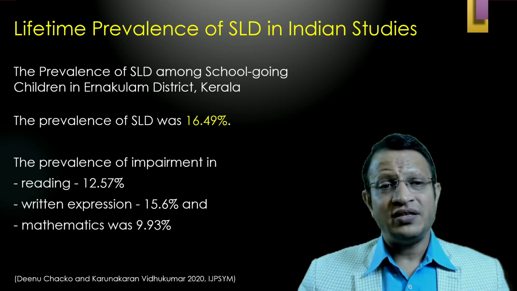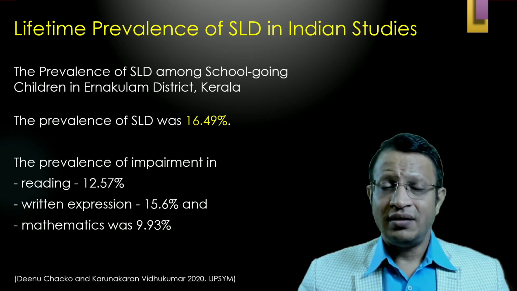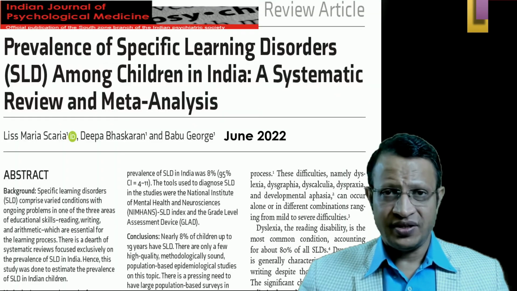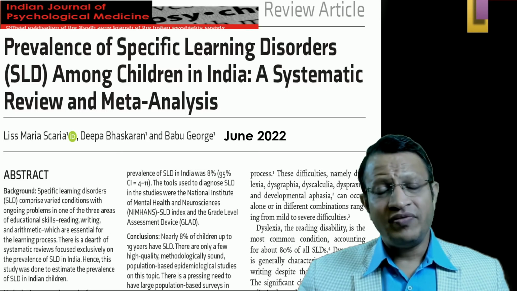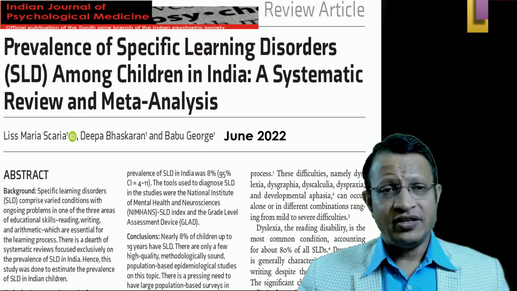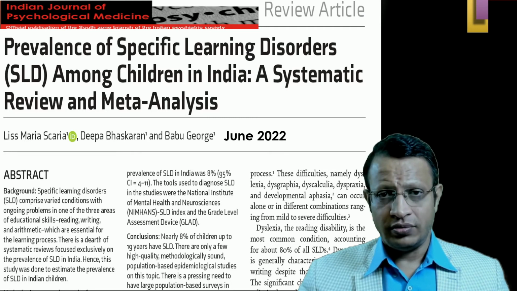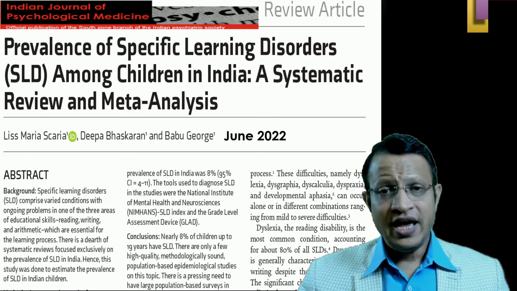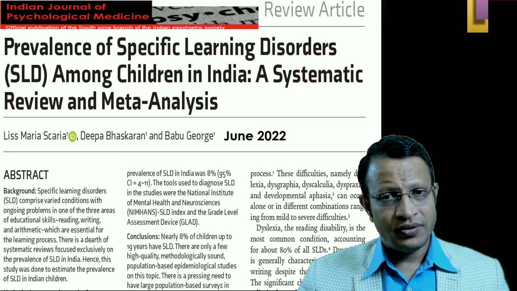With regard to the prevalence of impairment, reading impairment was seen in 12%, written expression in 15%, and arithmetic in 9%. However, you can see the prevalence rate is varying. Hence, a meta-analysis was done in June 2022, published in the Indian Journal of Psychological Medicine. What did this meta-analysis report?